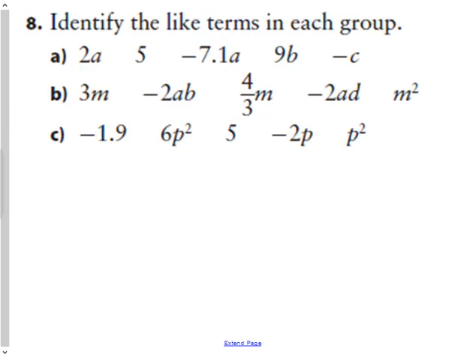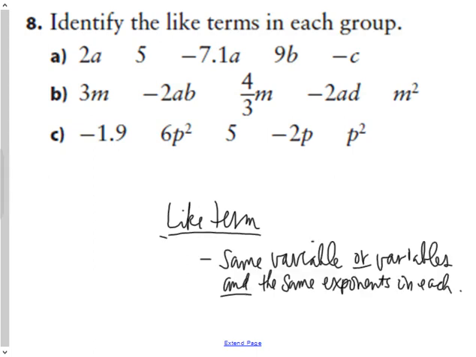Question 8 says identify the like terms in each group. So in order for a term to be a like term, it has to meet the following criteria. They have to have the same variable or variables, depending if they have more than one variable. And the important part is they have to have the same exponents on each.